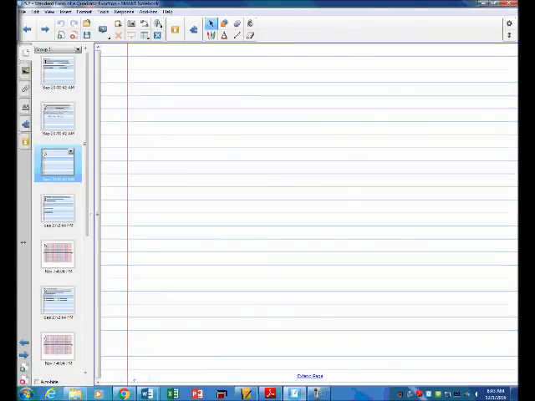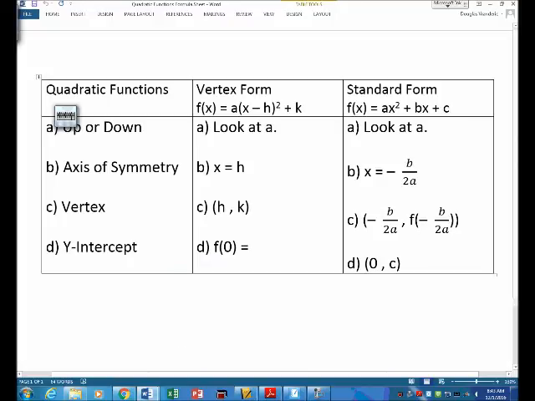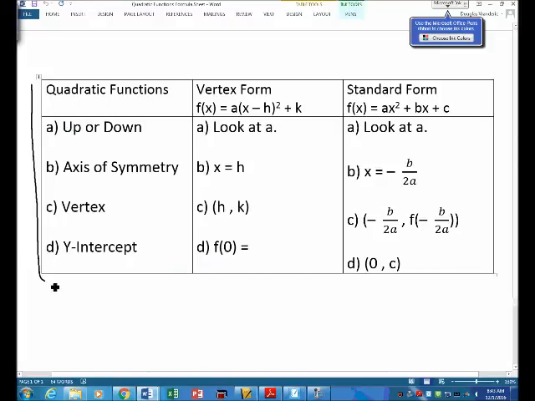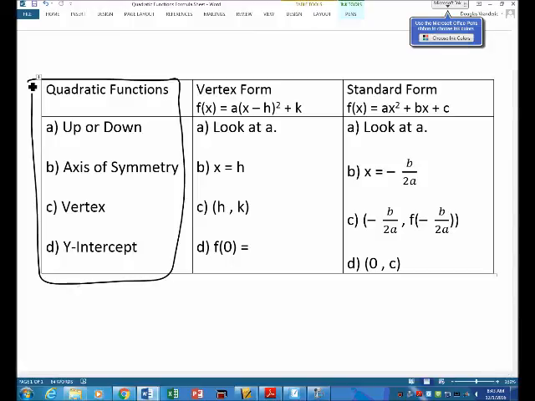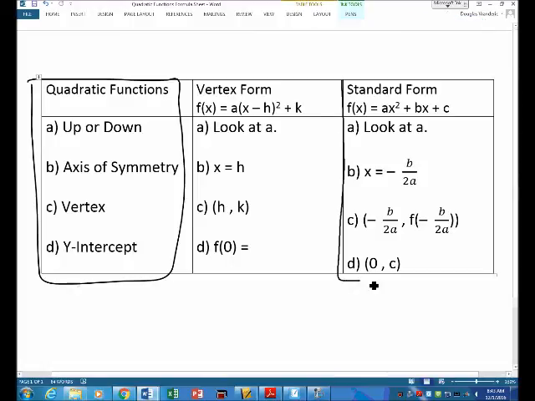So the next slide is blank. On purpose. Because I want you to write everything that we need to find these four things. So we wrote this down yesterday, but which form did you write down yesterday? Vertex form. Today you're going to write down standard form. All right, so you should fit this into that box.